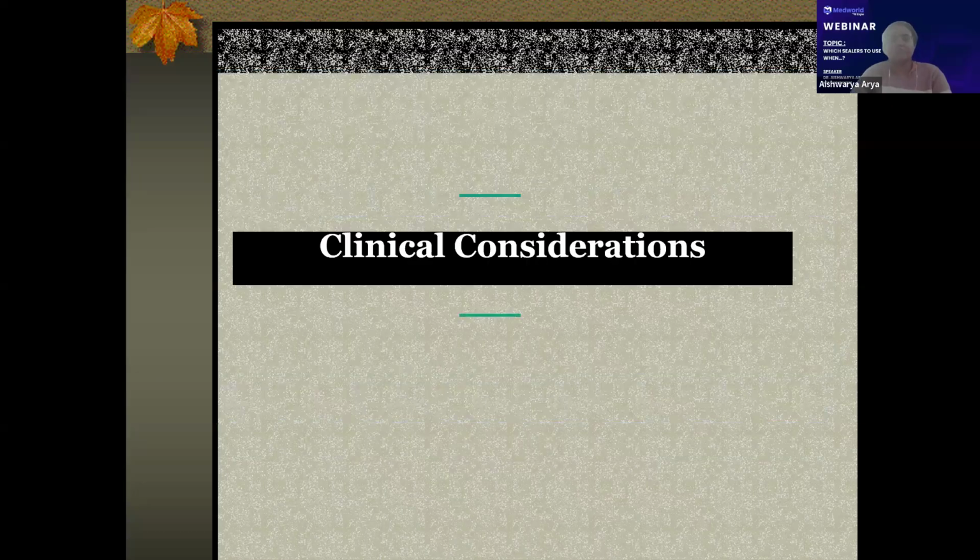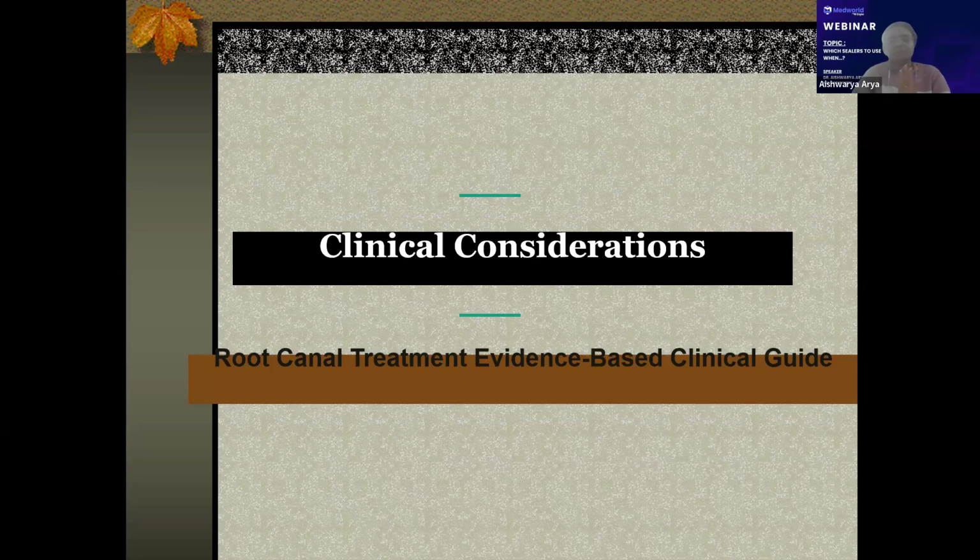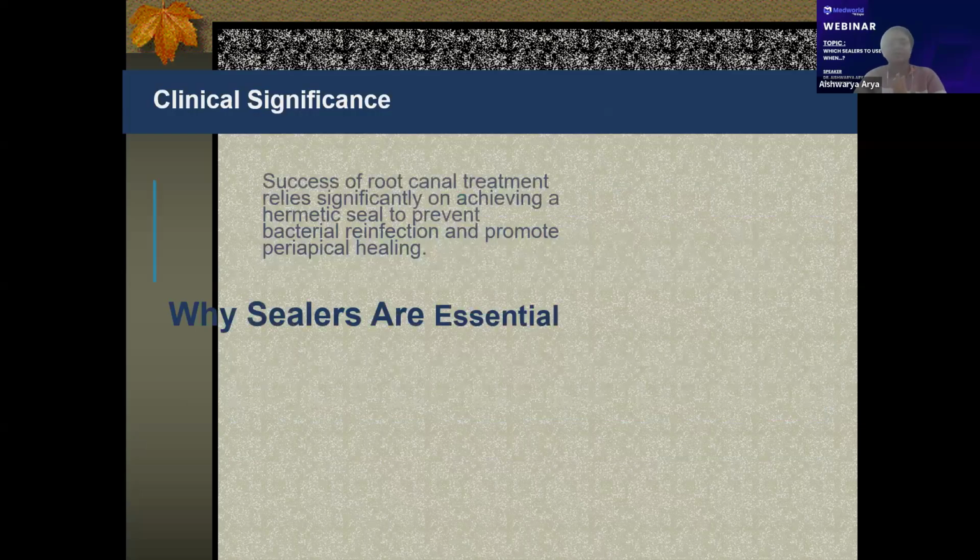Now, moving to the heart of my presentation and the lecture today, that is the clinical considerations for root canal sealers, an evidence-based clinical guide. Now, first and foremost, why do we need root canal sealers? Here is a very simple answer: we want a hermetic seal. A hermetic seal is one that prevents any kind of bacterial infection or reinfection happening in the canal. And it also helps in periapical healing, providing a monoblock technique.